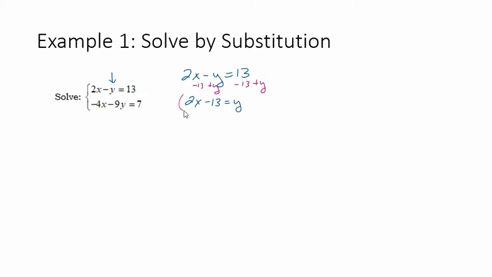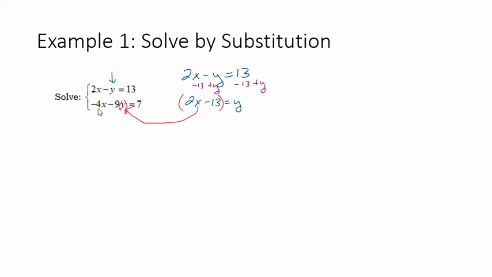Since y is equivalent to 2x minus 13, I can go to the other equation. It has to be the other equation. I used to get in trouble all the time. I would plug this back into the same equation, and then everything drops out. You get 0 equals 0, and I'd get so confused. Why is everything gone? You have to plug it into the other equation where the y is. Okay, so let's see what we get.